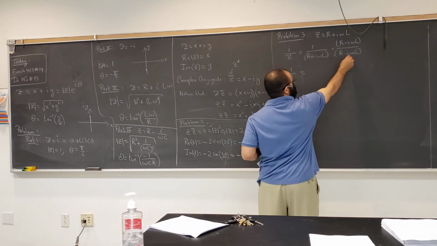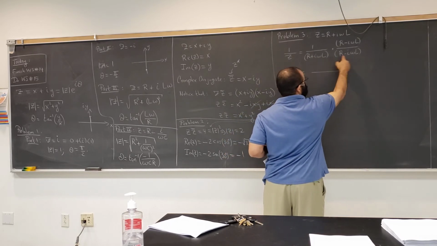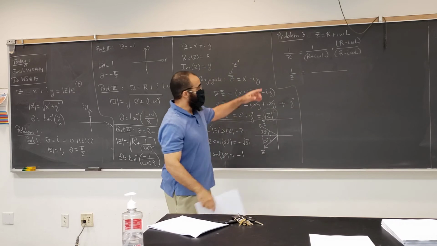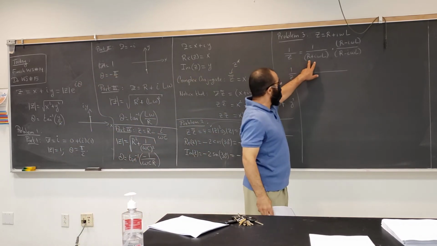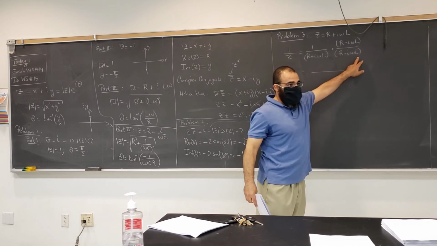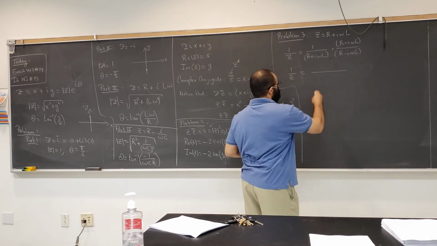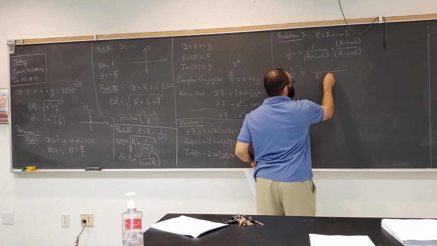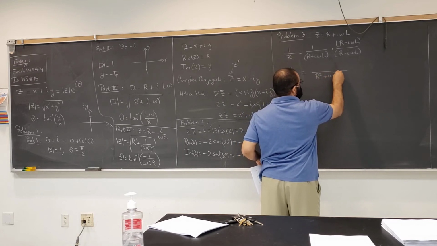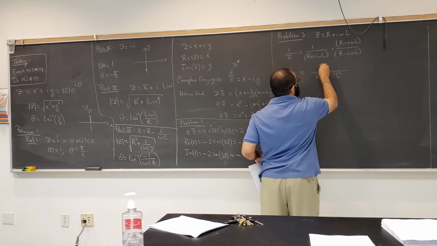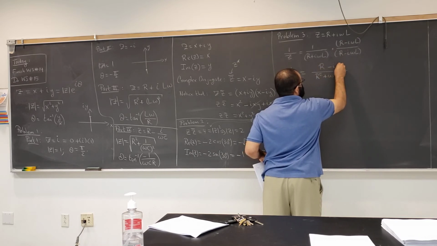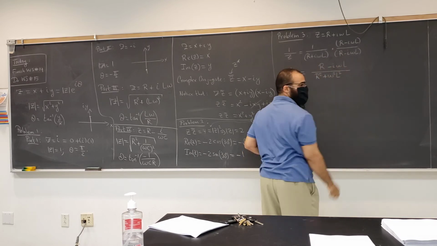So this times this, we did this earlier, right? You get x squared plus y squared. So the x is the r, and the y is the omega L, right? So you get r squared plus omega squared L squared, right? And then in the numerator you have the r minus I times omega times L, right?